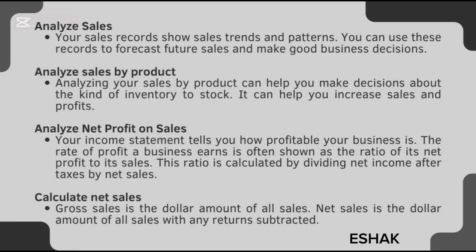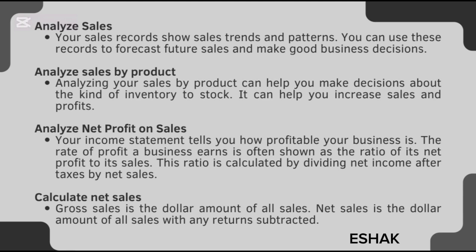Moving on to analyze net profit on sales. Your income statement reveals whether your business is making money and how much profit you're earning from total sales. This helps in setting realistic profit targets. To measure profitability, use the net profit on sales ratio. Net profit on sales ratio equals net income after taxes divided by net sales.